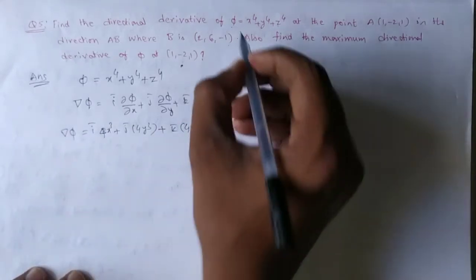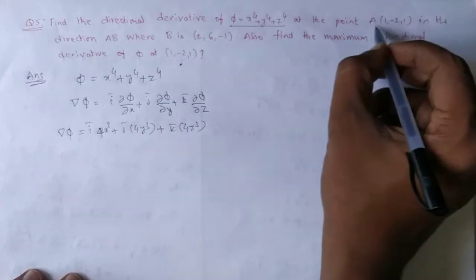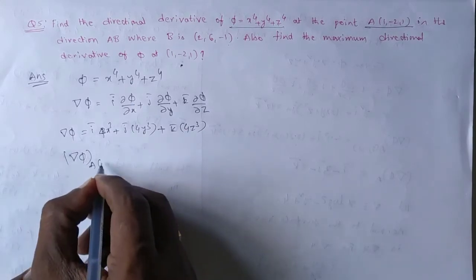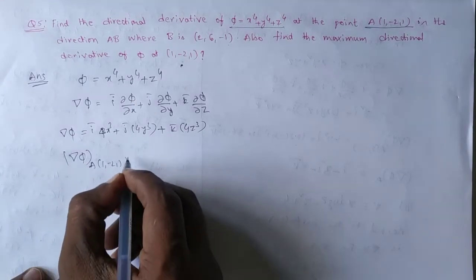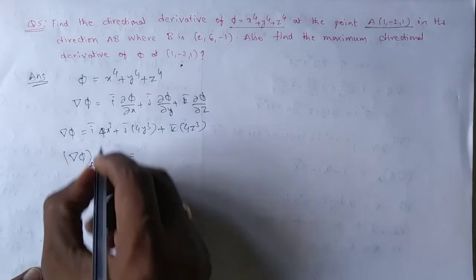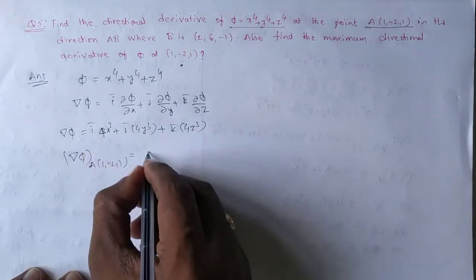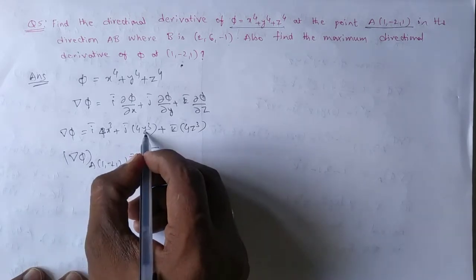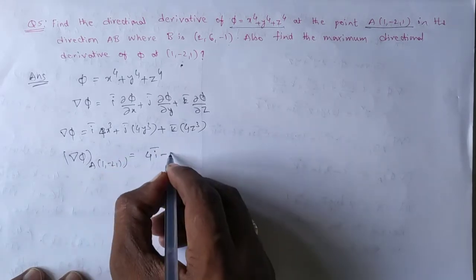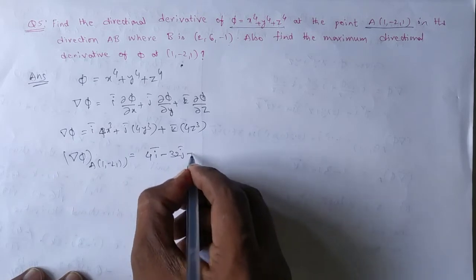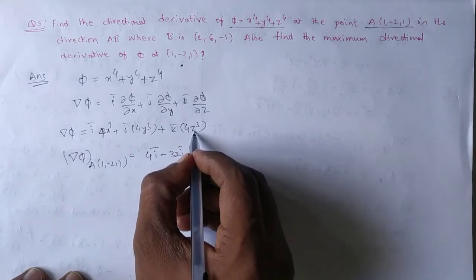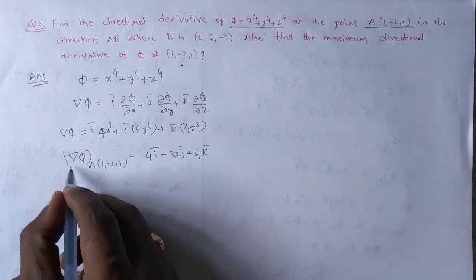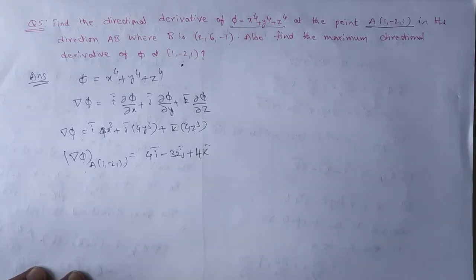Now we need to find the directional derivative of this function at this point. So we have to calculate the gradient of phi at that point A of (1, -2, 1), which we can have from this. We substitute x equal to 1, it is 4 i bar. Substitute minus 2 in place of y, minus 8 into 4, minus 32 j bar, and substitute z equal to 1, it is 4 k bar. So this is the gradient of phi at that point (1, -2, 1).